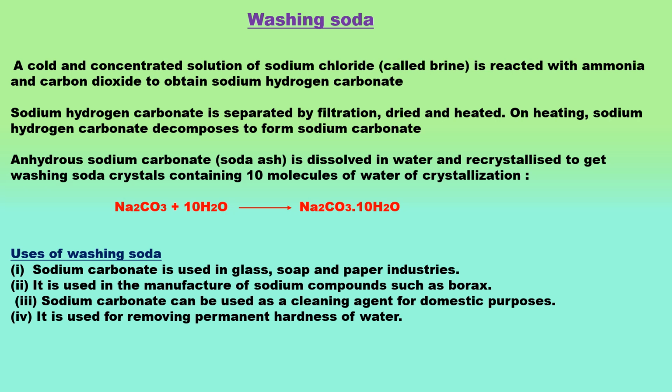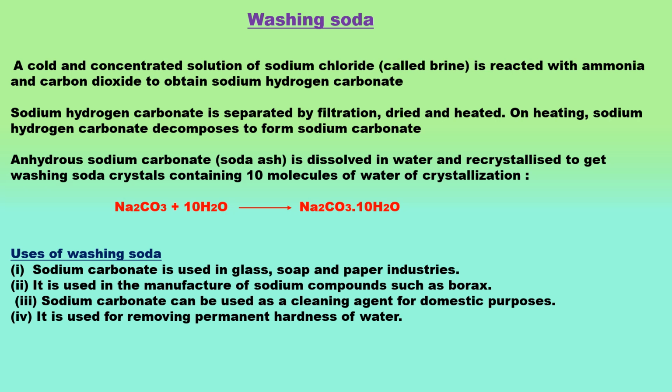Washing soda is produced from sodium chloride, or common salt, in the following 3 steps. First, a cold and concentrated solution of sodium chloride, called brine, is reacted with ammonia and carbon dioxide to obtain sodium hydrogen carbonate. Second, sodium hydrogen carbonate is separated by filtration, dried and heated. On heating, it decomposes to form sodium carbonate. Finally, anhydrous sodium carbonate, soda ash, is dissolved in water and recrystallized to get washing soda crystals containing 10 molecules of water of crystallization.